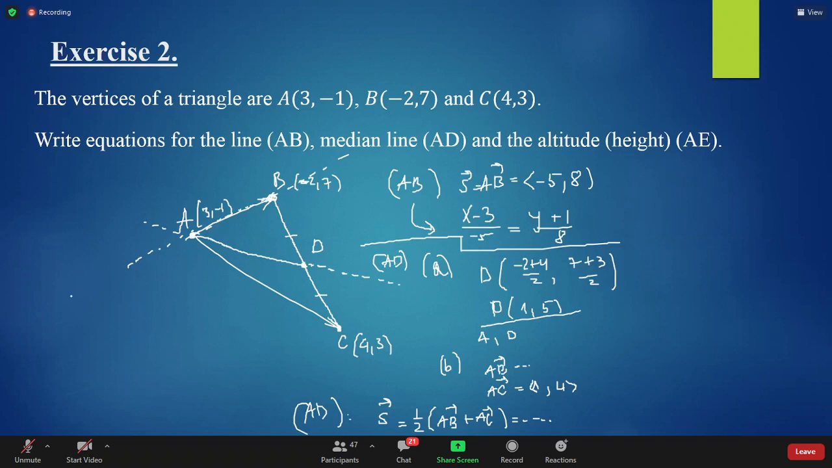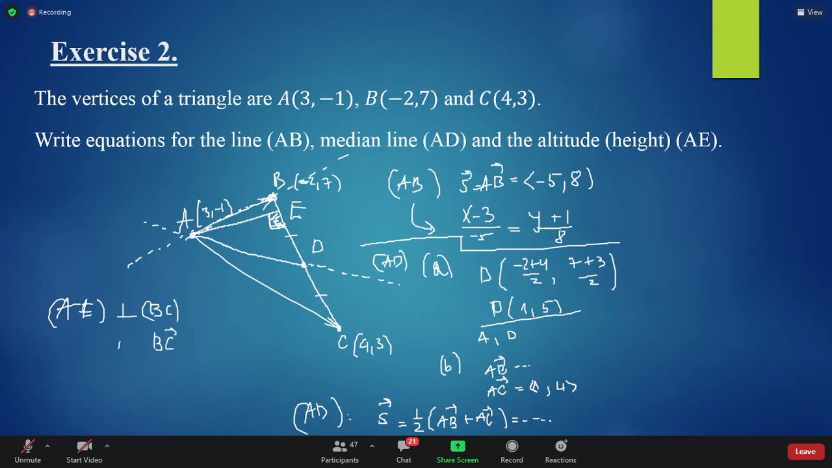And finally, the altitude or the height, AE. Okay, the height AE, if I have E, this is a right angle. This must be a right angle. So in principle, to write the equation for the line AE, the line AE will be perpendicular to the line BC, which means we need to find the vector BC. And the vector BC will be the normal vector.